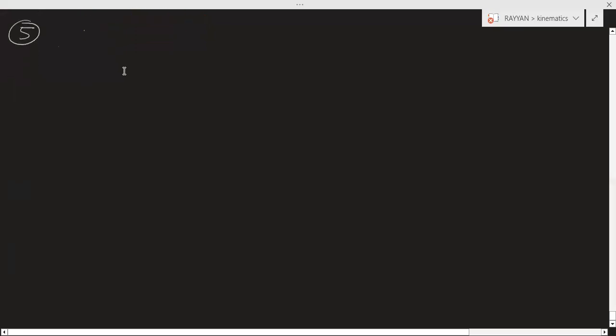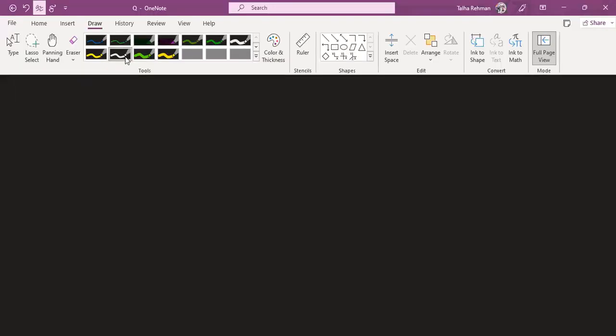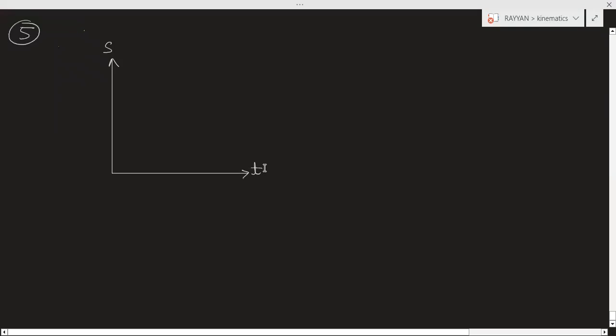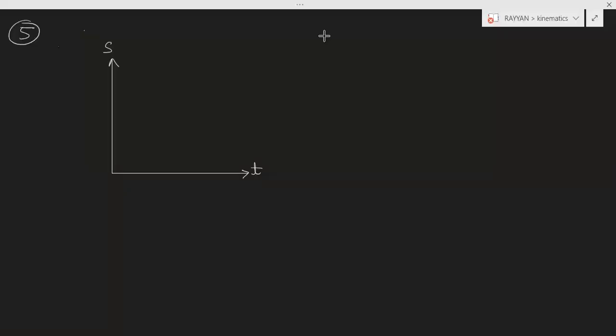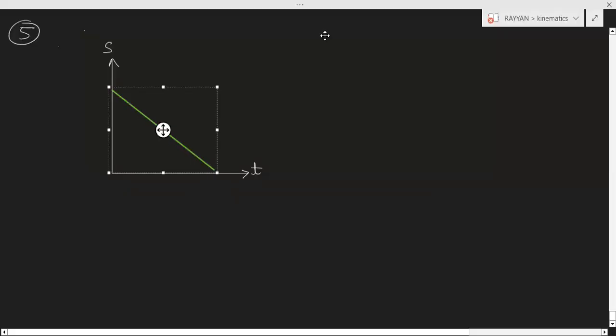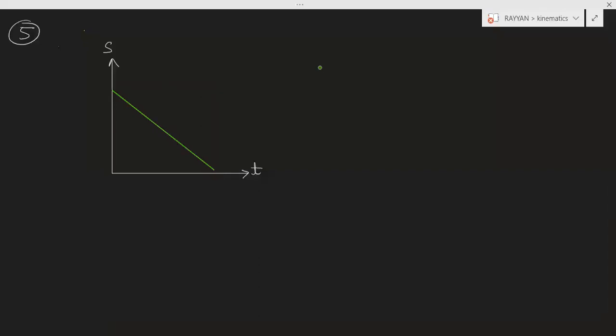Graph number 5. In this graph, this is also the displacement time graph, the graph between the displacement and time. On the y-axis, there is a displacement s, and here there is a time t. S is the displacement, t is the time. Now, if the graph is supposed like this, okay, this type of graph you have. If we have this type of graph, then what we can conclude from the graph?